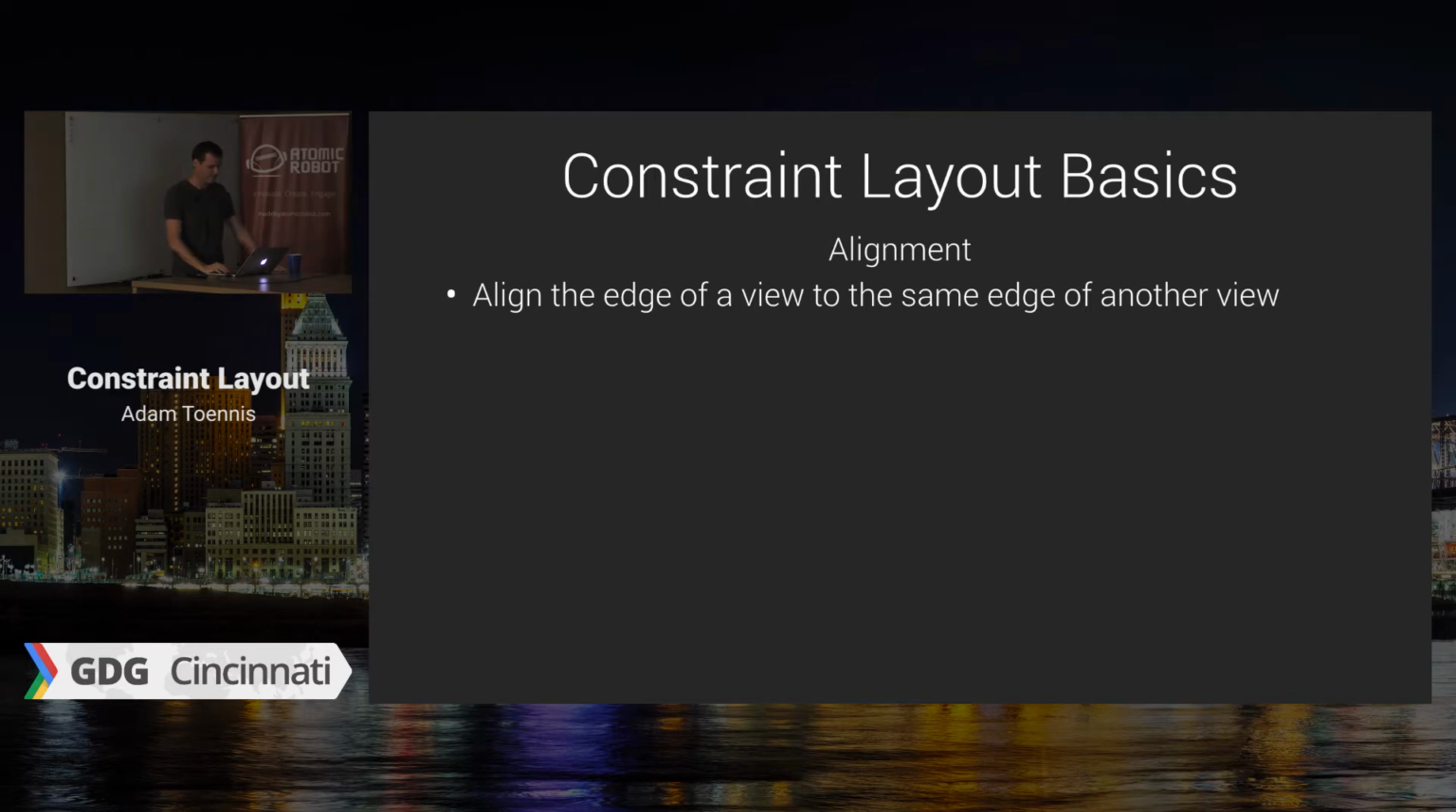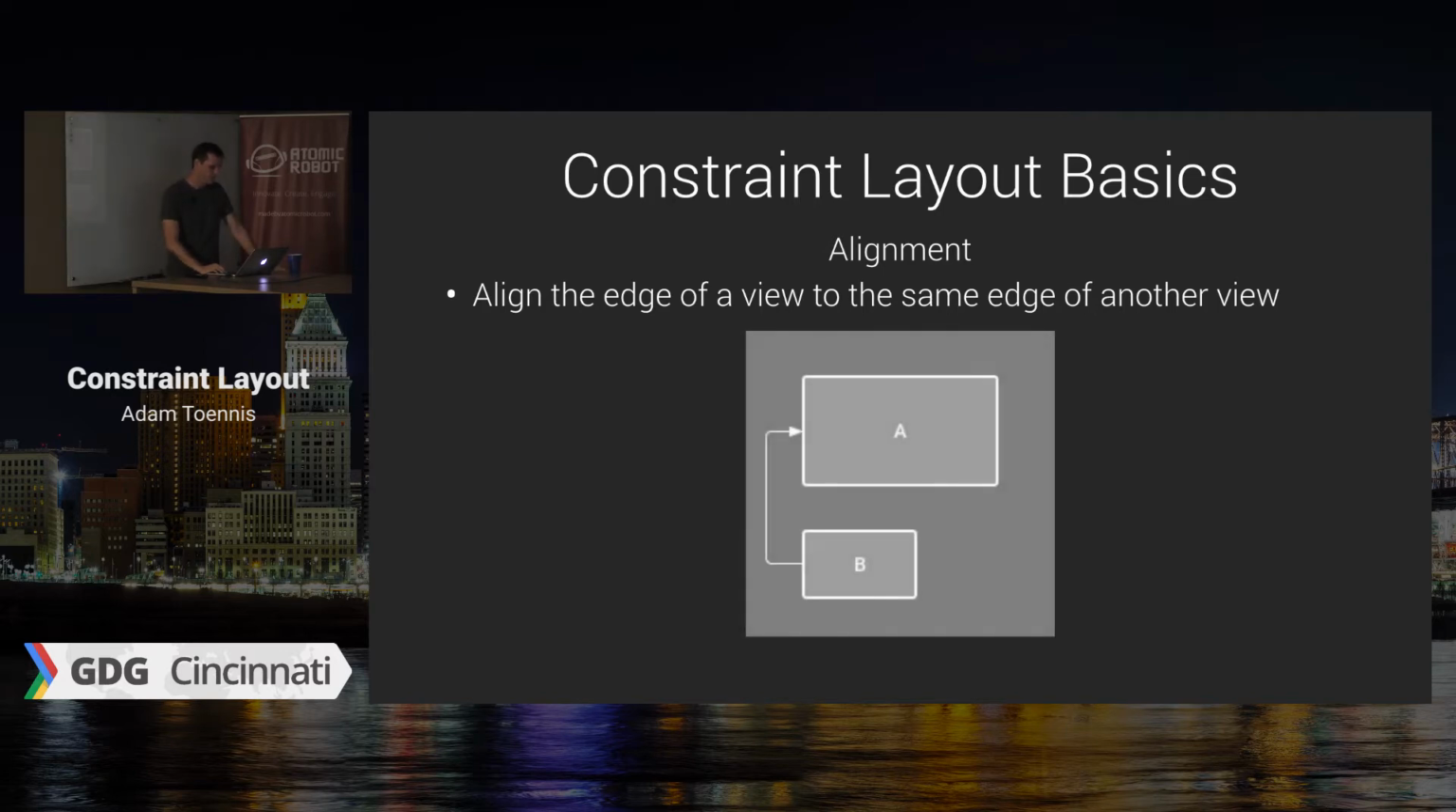I thought I was kind of dumb for not knowing it, but you align the edge of a view to the same edge of another view. And so you just draw the constraint from one view to the other. The first picture actually had an example of that. That's right here. So if you want B to have the same left or start alignment of A, you just draw that constraint right there.